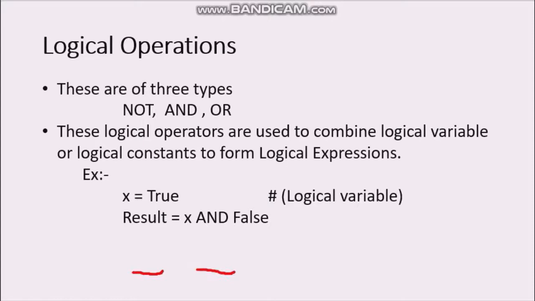Then let us see logical operators. What are logical operators? Logical operators are not, and, or. We use them in order to create expressions in Python. Logical operators are used to combine logical values or logical constants to form logical expressions. Say I have a variable x which is storing the value true, and I make an expression result = x and false. Now x is a variable and false is a Boolean constant.